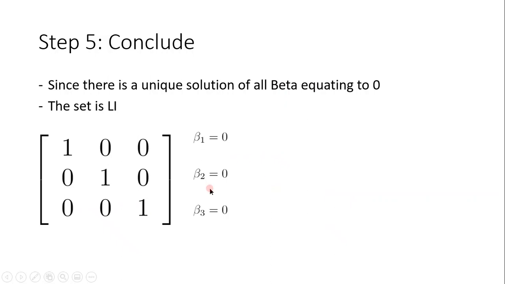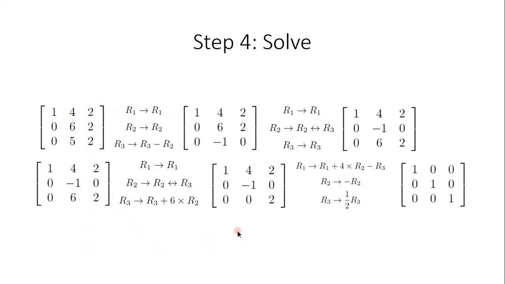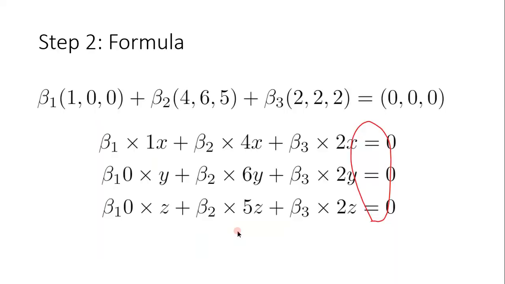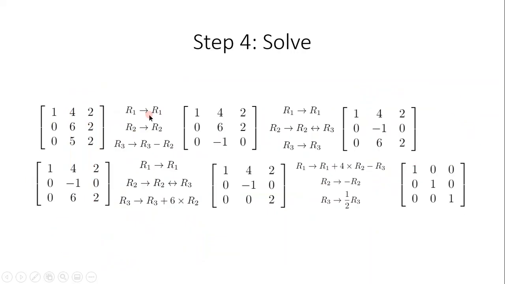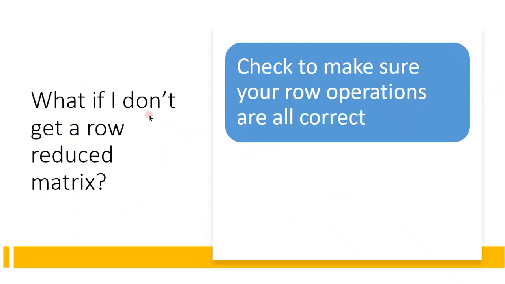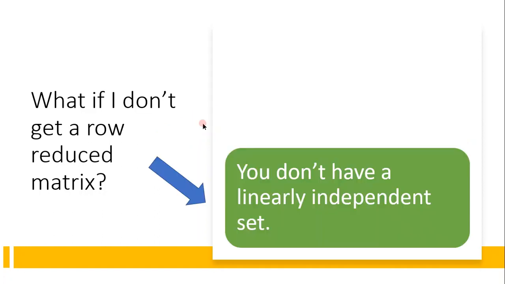So, what it means when we get reduced row echelon form is that all of our coefficients are equal to 0, which is the only solution, the only linear combination that we get when we multiply everything. Because if this was 1, I'll show you guys in a second what happens if you don't get reduced row echelon form. So 1, you want to check to make sure your row operations are all correct. Go back, check over them. And if you still don't get a row-reduced matrix, you don't have a linearly independent set.